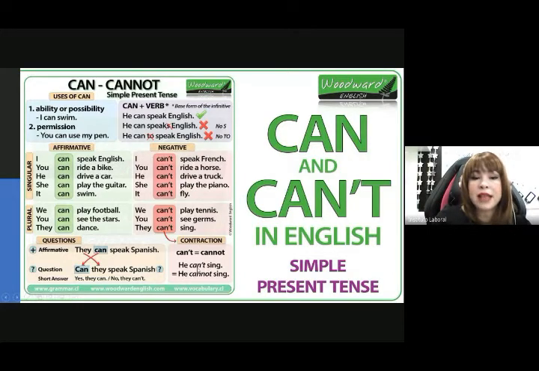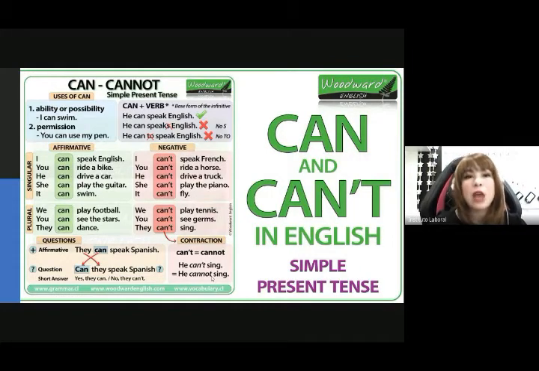Here we have the example of the contraction using a third person singular. He can't sing or he cannot sing. It's the same. Why do we need contractions? We use contractions to sound more natural, to sound more like a native speaker, because they use contractions a lot to speak faster.